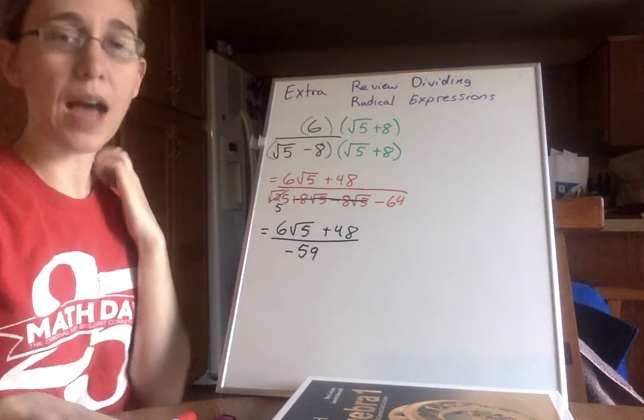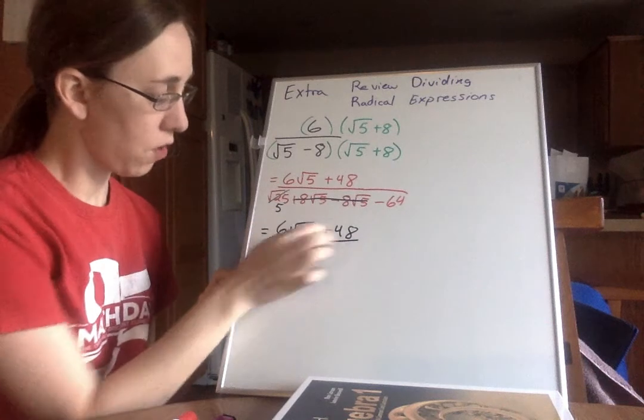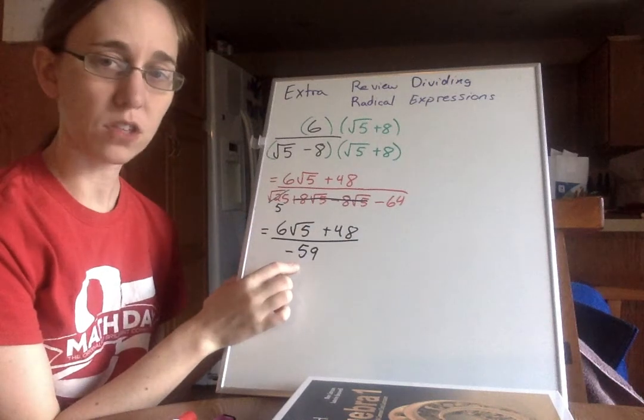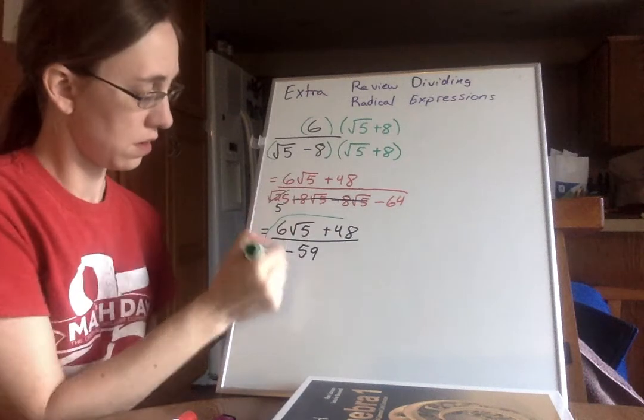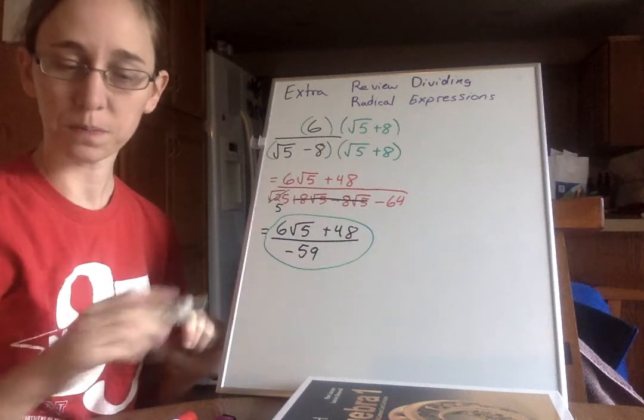So remember, last step, do 6, 48, and 59 have any factors in common? No, they do not. So that is our final answer.